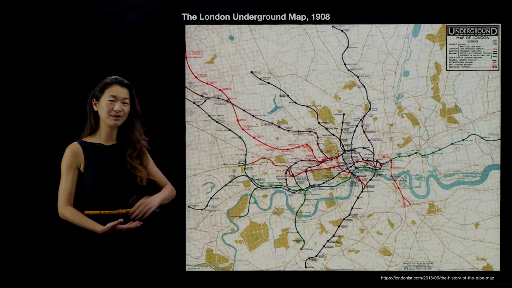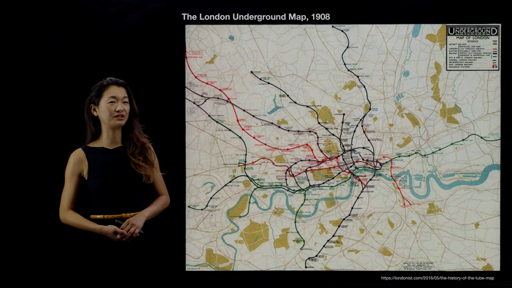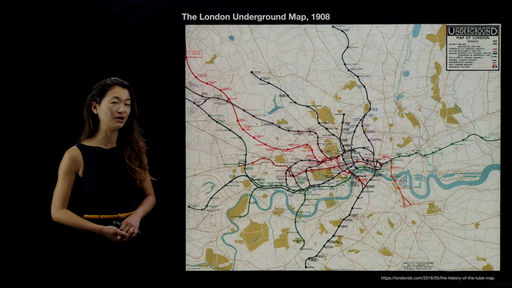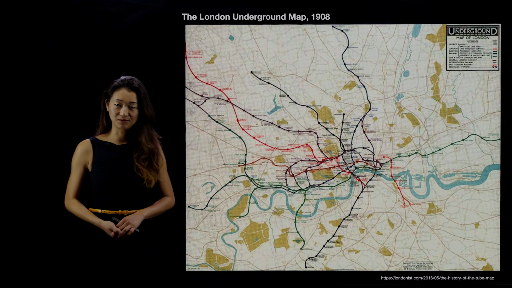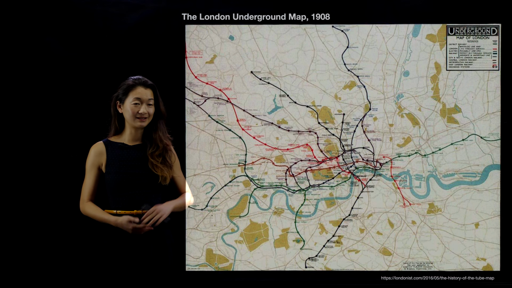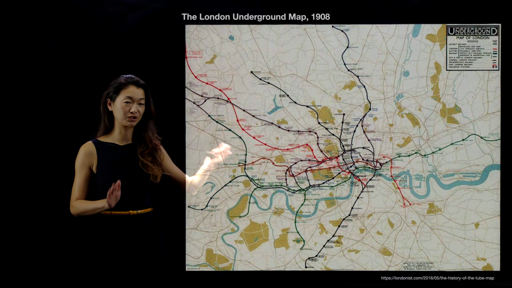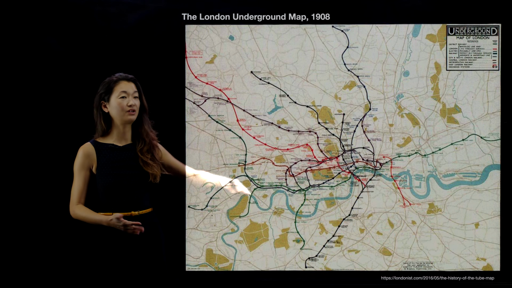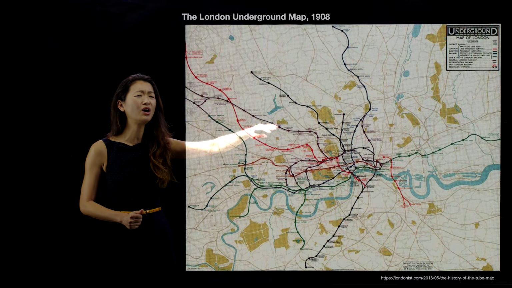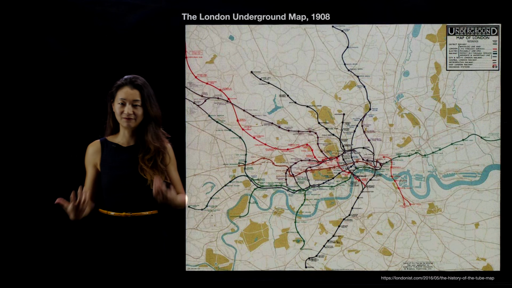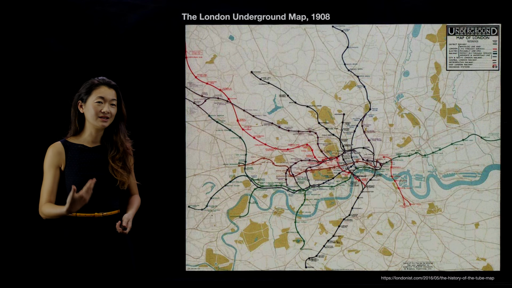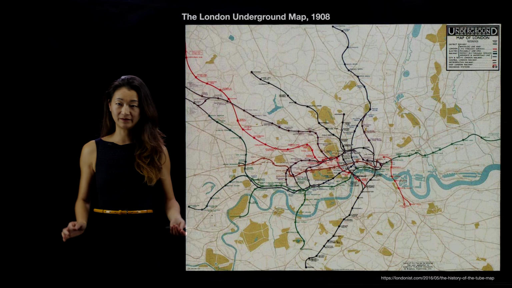As an example, here we see a version of the London Underground map from 1908. Now, those of you who are familiar with the London Underground might see that this is an accurate portrayal of the metropolitan area of London. There's the river, here's all the neighborhoods, and those are all the stops in terms of where they actually are in physical reality.